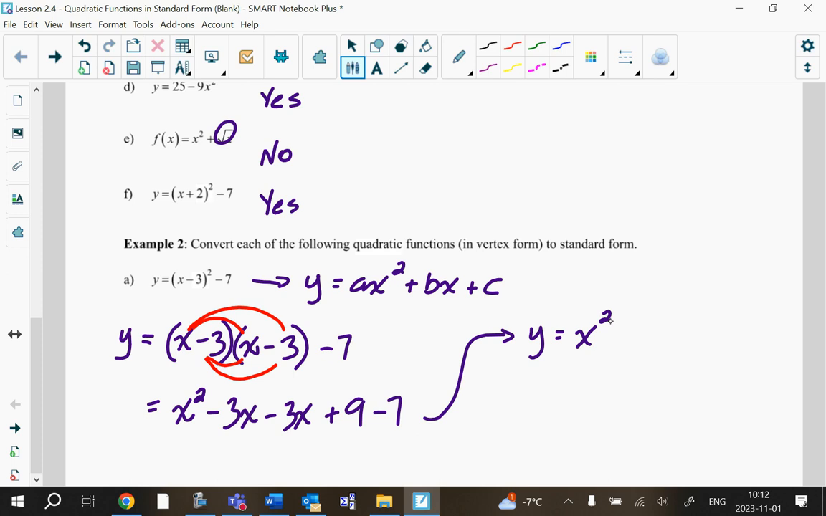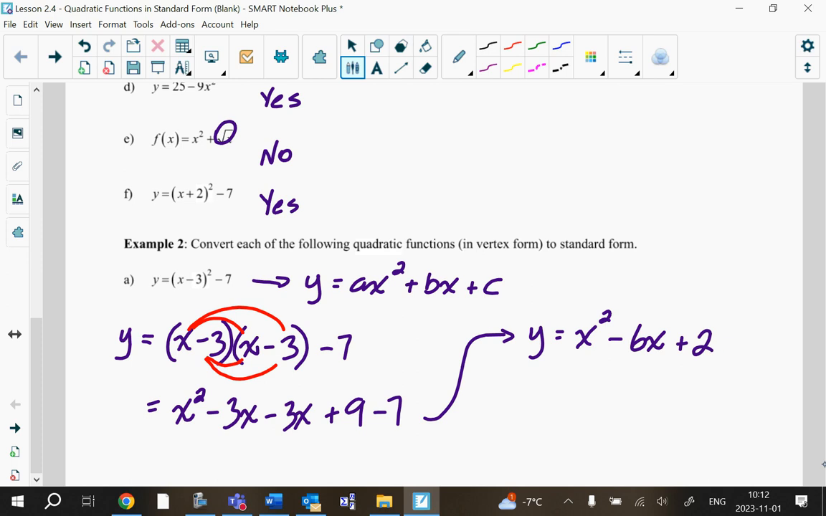Don't overthink. Negative 6x. We're just adding them together. You guys are looking for complex multiplication. Plus 2. That's standard form. It looks like this.